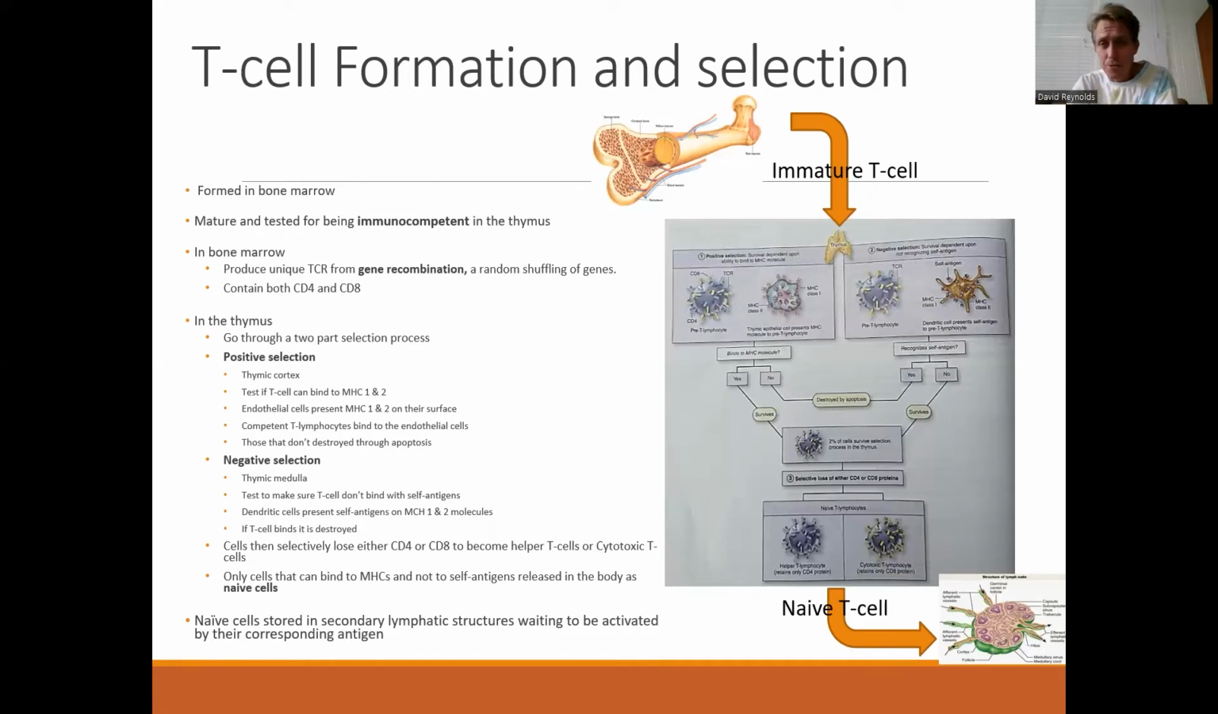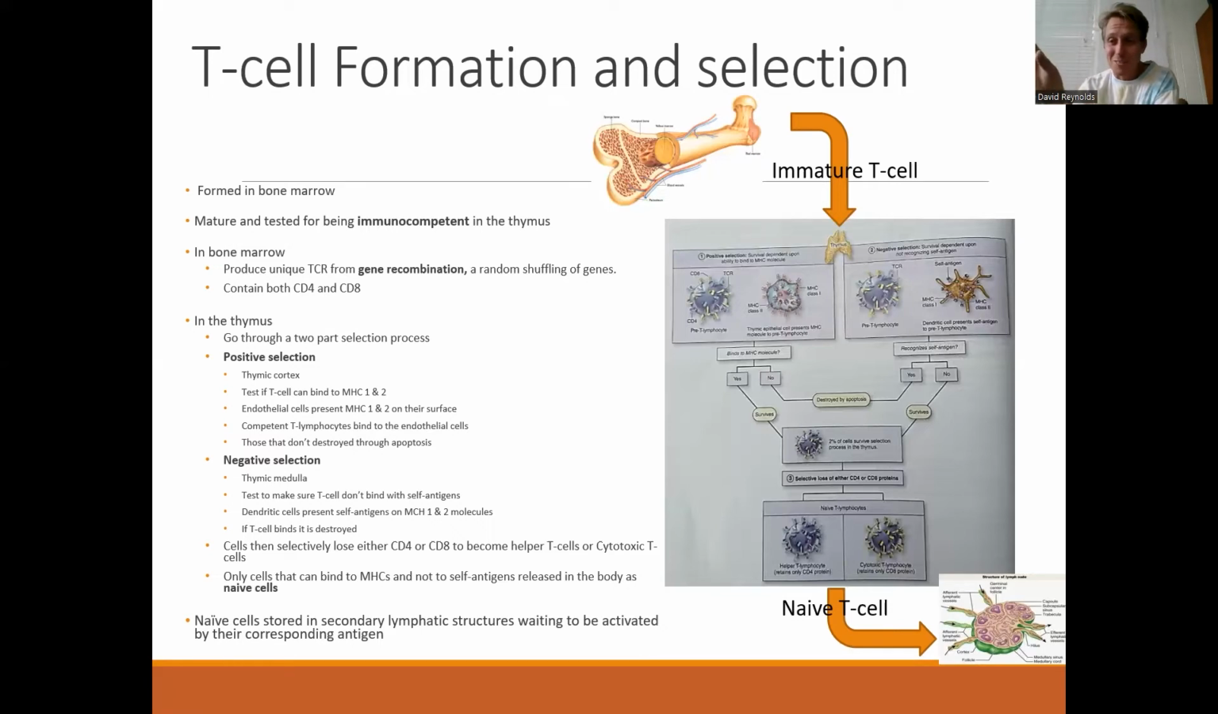So when your cells are being developed in the bone marrow, they go through this thing called gene recombination, which is a random switching of their genes. They'll switch the order of their genes in their genome. And when they do that, they're going to have a very random created T cell receptor. So each cell that makes a T cell receptor makes a completely random receptor that can bind to something random. All right, so it is kind of like a crapshoot.